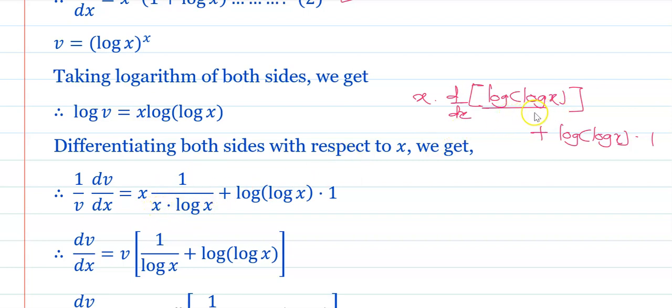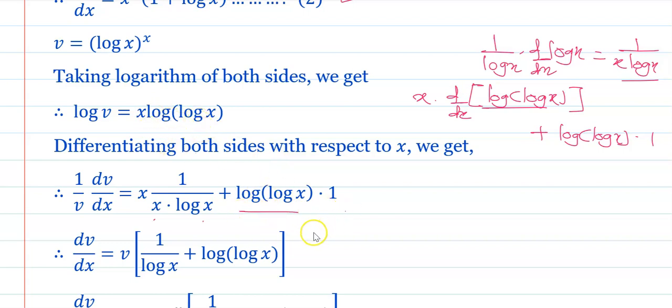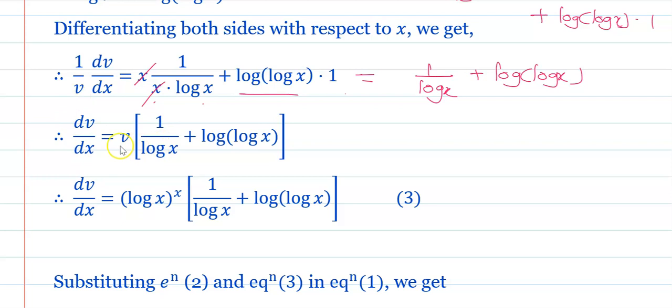The derivative of log of log x comes as 1 upon log x into d by dx of log x, and therefore it is 1 upon x into log x. So 1 upon v into dv by dx equals x as it is, times 1 upon x into log x. In the next step, keep log x as it is, and the derivative of x is 1. This is simplification. The x here will cancel. Then you will get 1 upon log x plus log of log x. The 1 upon v on this side will then be multiplied by this bracket.